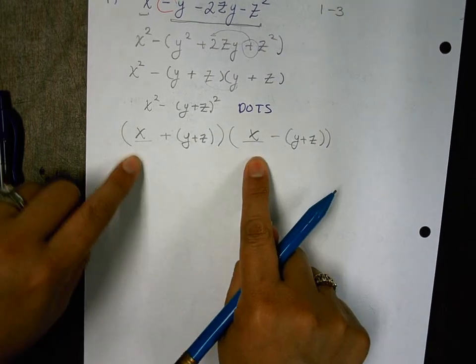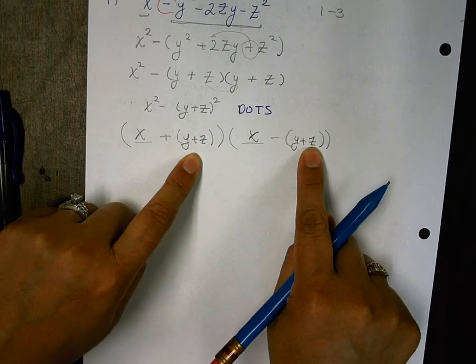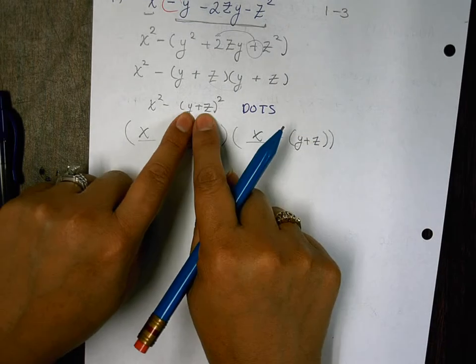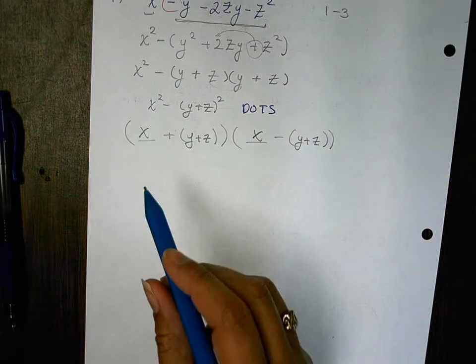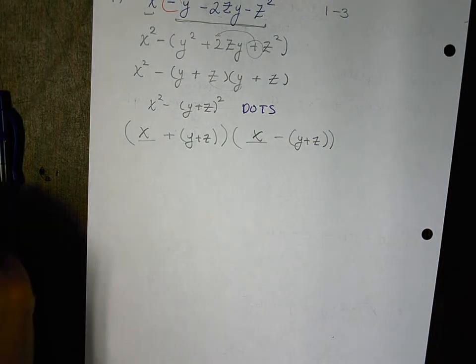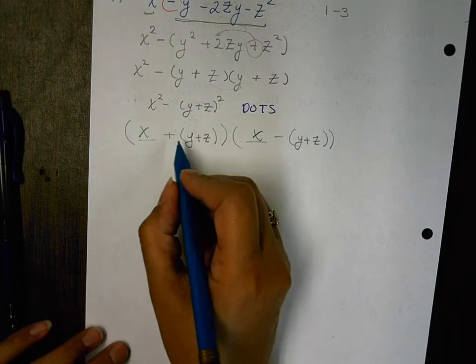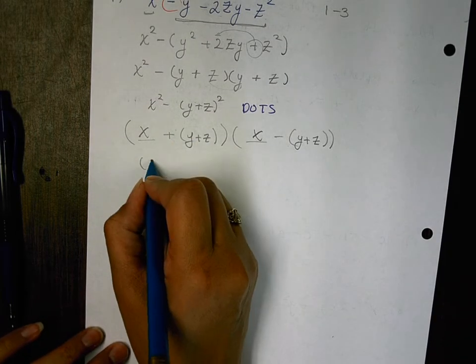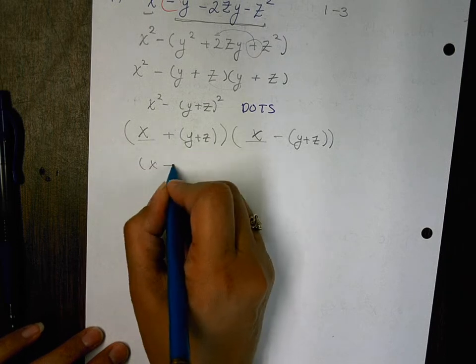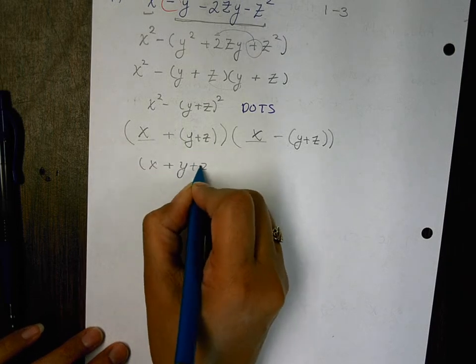X times x is x squared. Y plus z times y plus z is the quantity of y plus z squared. And if you did all your double distribution, your middle terms will indeed cancel out. The only thing I have to do is clean up. I can't leave the nested parentheses. There's nothing to distribute here other than a positive sign, so I'm going to write it like this.